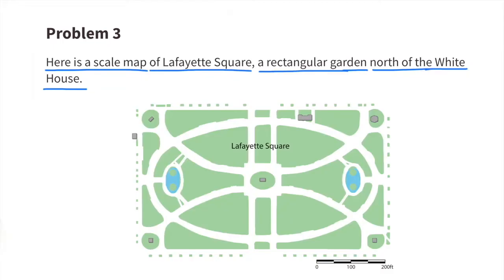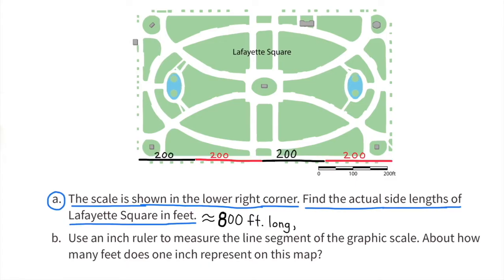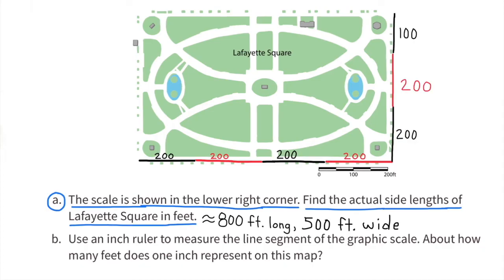Number 3. Here is a scale map of Lafayette Square, a rectangular garden north of the White House. A. The scale is shown in the lower right corner. Find the actual side lengths of Lafayette Square in feet. The scales are 200 feet long, and I managed to fit 4 of them along the bottom, so I'd say that the length is approximately 800 feet long. Along the width of the garden, I was only able to fit about 2.5 of the scales. 200 plus 200 plus 100 is 500, so the width of the garden is approximately 500 feet wide.